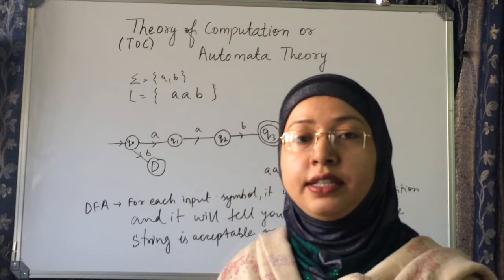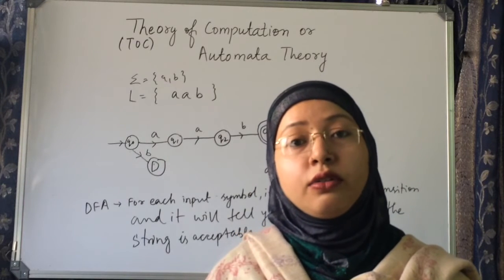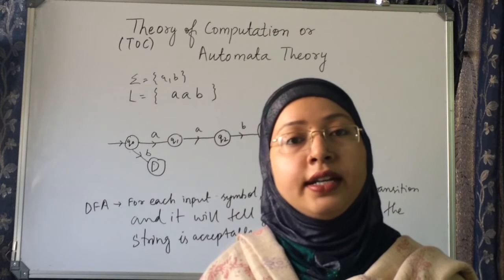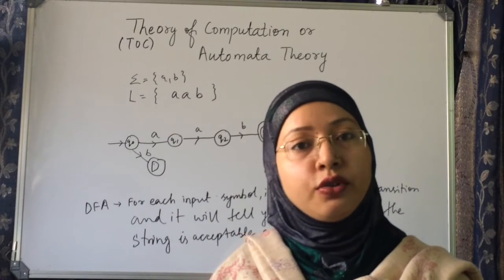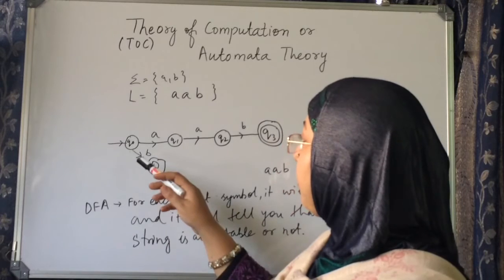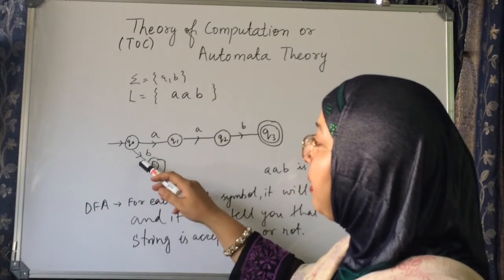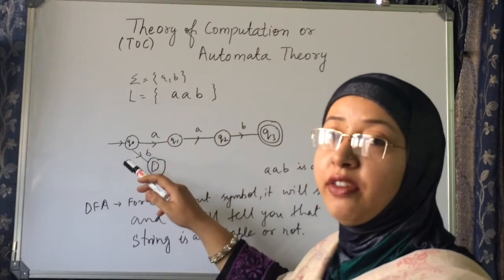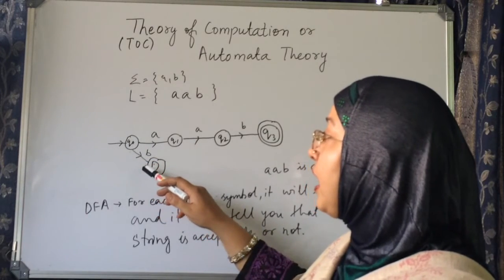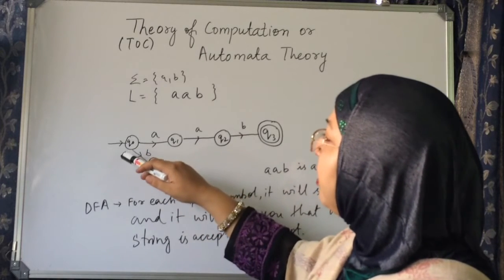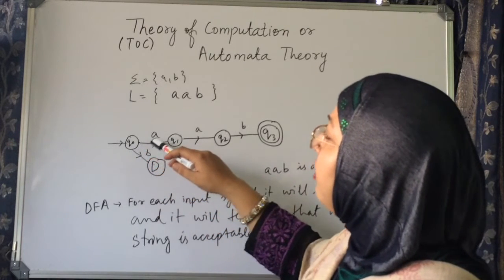Dead state is that state which does not go to final state. Suppose here Q0, on scanning input symbol B from the initial state, will go to this state D. And for input symbol A, it will go to Q1.